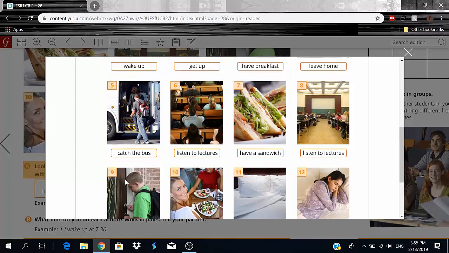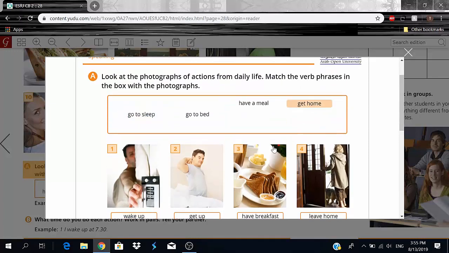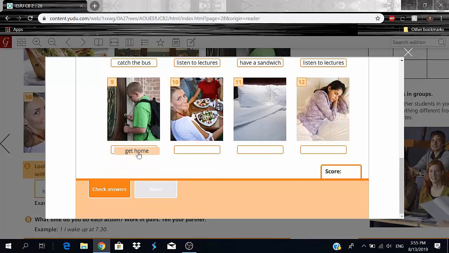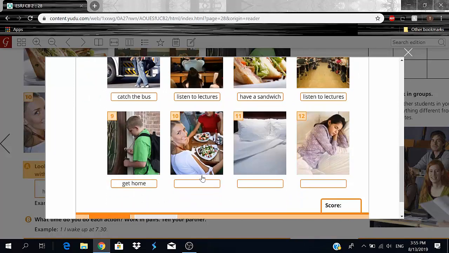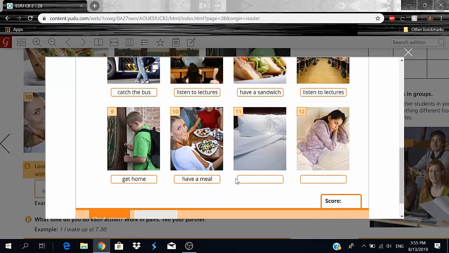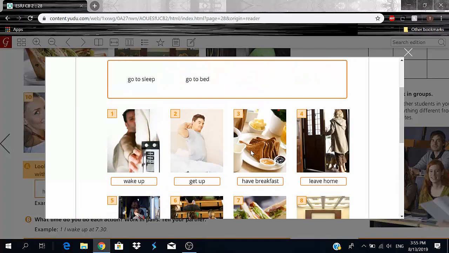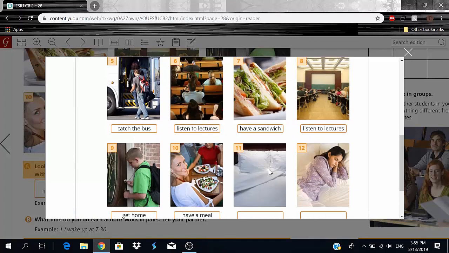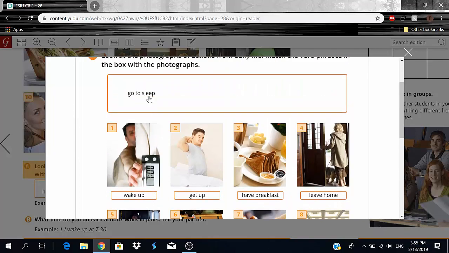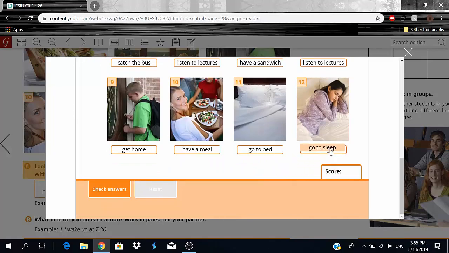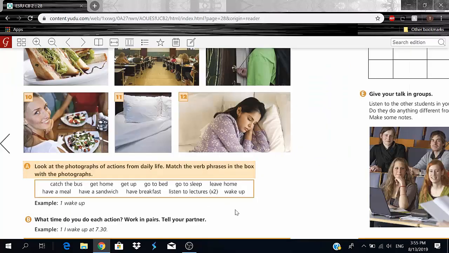And then number 9, we have get home. Okay, someone's coming home from a long day. Then we have simply having a meal. Number 10, whether at home or outside, so have a meal. Okay, and then 11, what is 11? Go to bed. Okay, so you go to bed, and then finally you go to sleep. Okay? Pretty easy stuff, just a simple daily routine. Okay? Now let's move on.